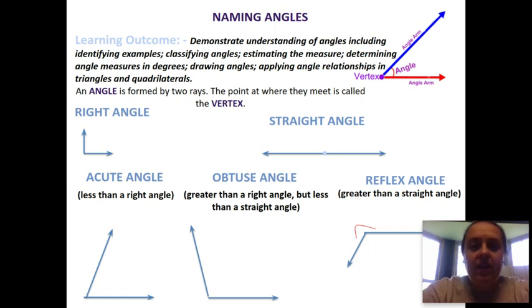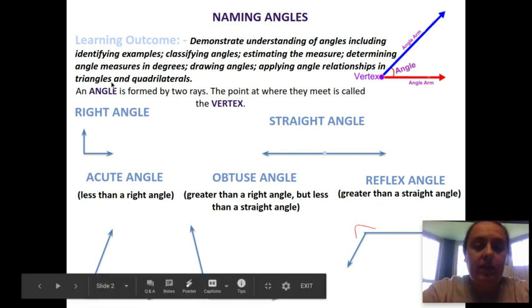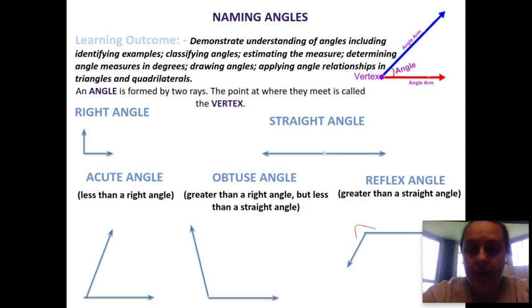So, today, what we are going to talk about is naming angles, your learning target. Demonstrate understanding of angles, including identifying examples, classifying angles, estimating the measure, determining angle measures in degrees, drawing angles, and applying angle relationships in triangles and quadrilaterals. We talked about this earlier in the year when we did geometry. An angle is formed by two rays. The point where they meet is called the vertex. So if you look here, it is labeled vertex.